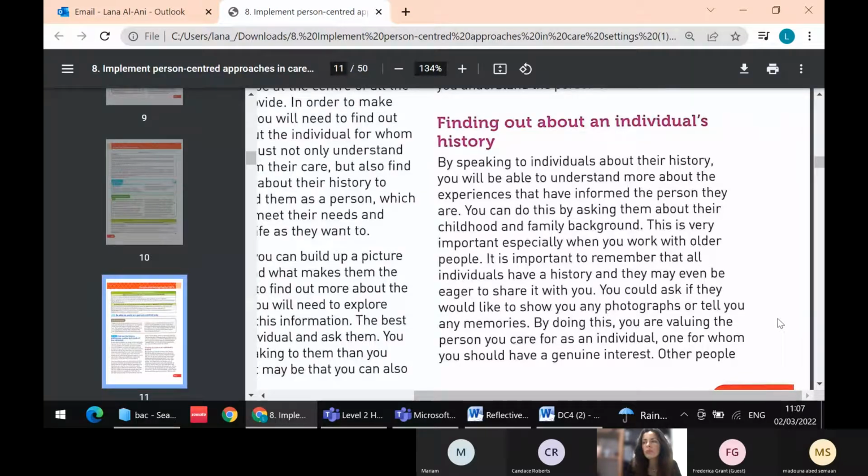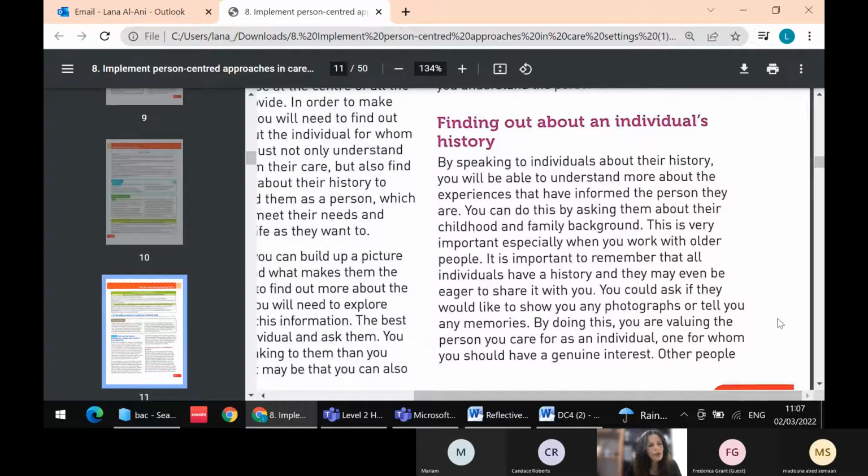How would you like me to bring your food? What would you like me to do in the normal day activities? Do you like to go to the garden? I like to know more about you as a person, as an individual. So that will make them feel really satisfied. Why? Because you took the time to focus on them as a person.